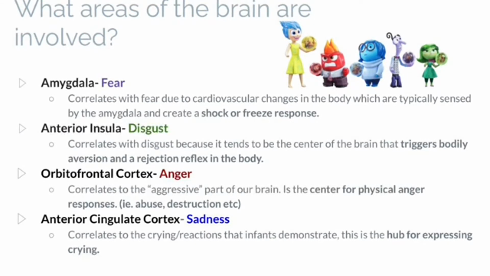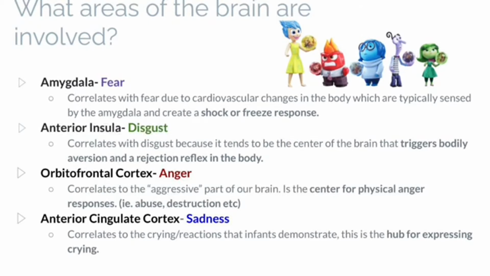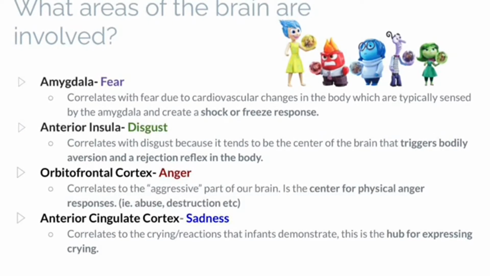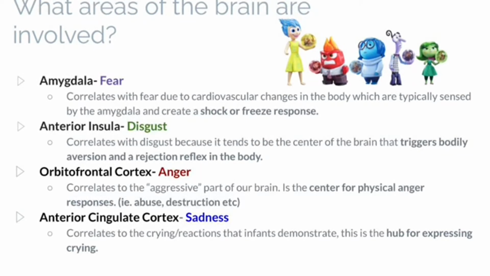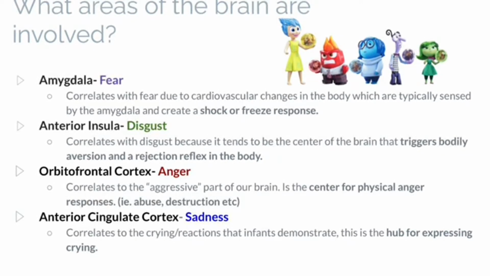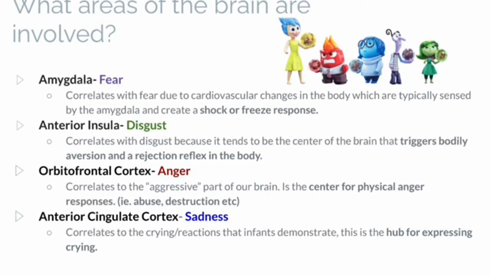And then the anterior insula is what is related to disgust, because this is the center of our brain that causes our bodily aversions in the rejection reflex of our body. And typically the chemicals that are associated with disgust are dopamine and serotonin.